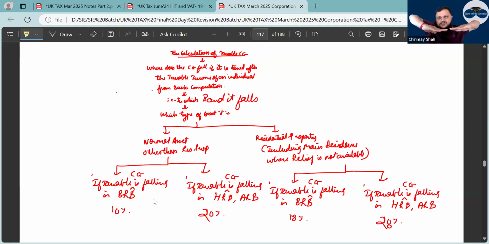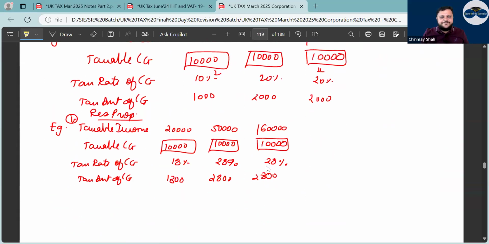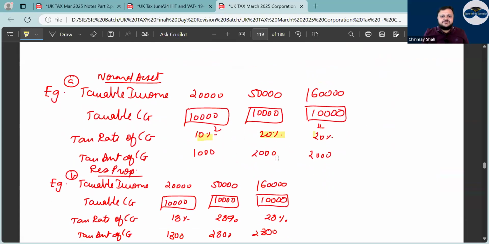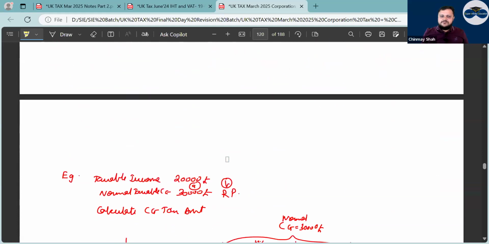But if it is residential property, this is normal total taxable income. You add this taxable CG, correct? This is already taxed. Here on this, whatever falls within the basic rate band, 18%, and whatever falls in the higher or additional rate band, 28%. This is how it will be taxed. Have a look. So your taxable amount is 20, 50, 160, and 10,000 taxable CG if it is there. Here it will be normal asset 10%, 20%, 20%. If it is residential property, 18, 28, 28, correct?